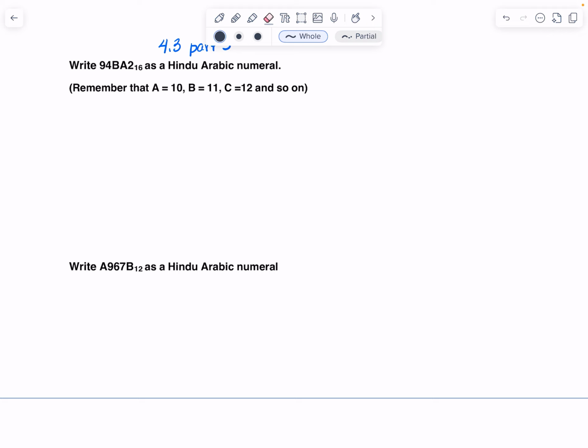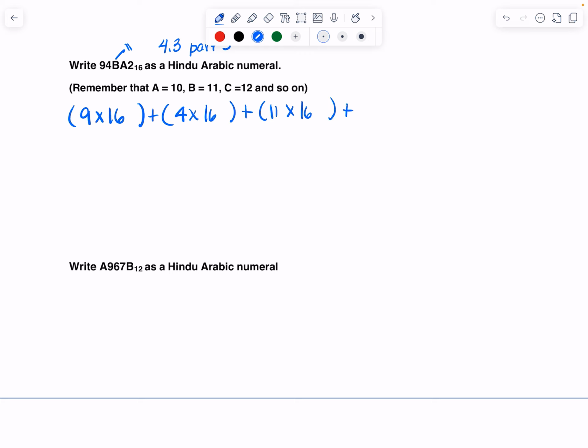So what I'm going to do is create place values. I'm going to do 9 times 16 to the power, and then 4 times 16 to the power. And then B, remember, is 11, so 11 times 16 to the power. A is 10, so 10 times 16 raised to the power. And now we do 2 times 16 raised to the power.